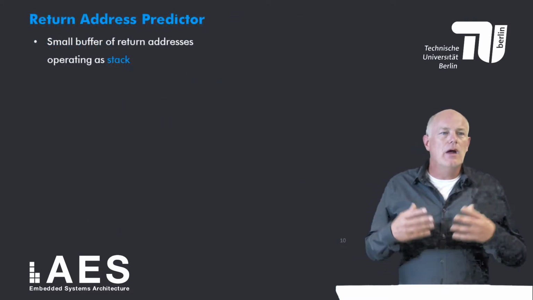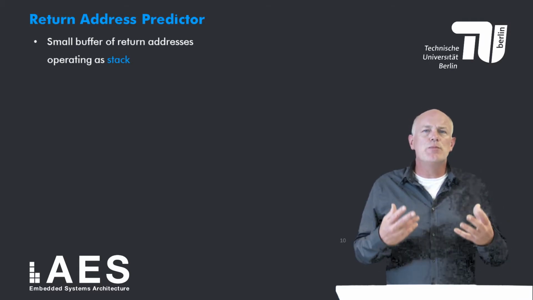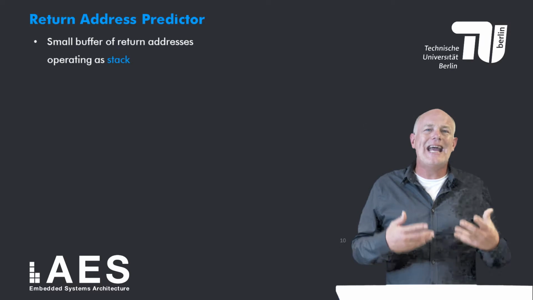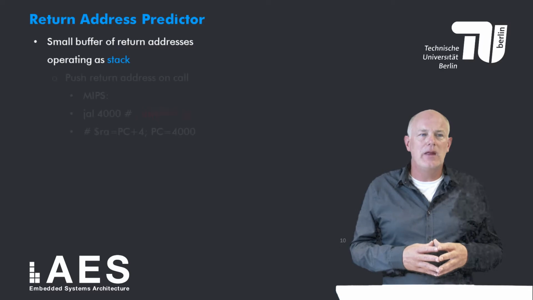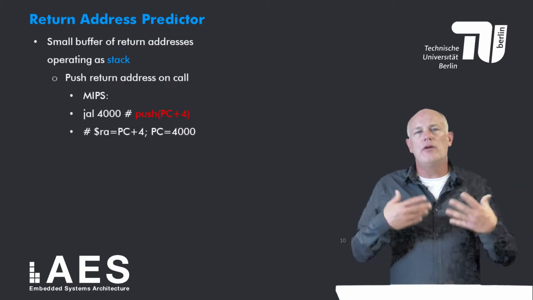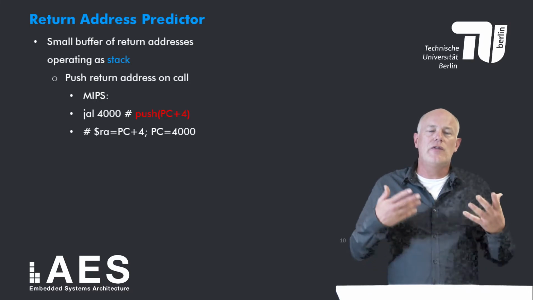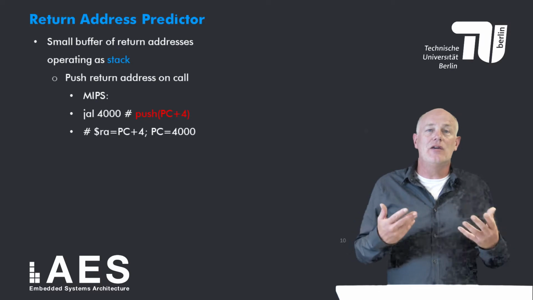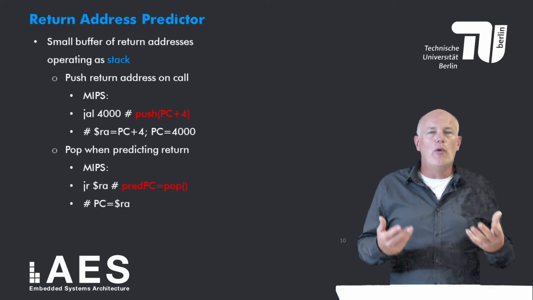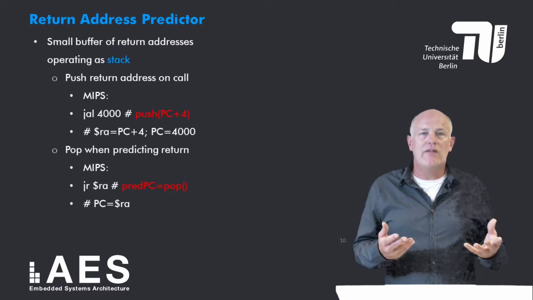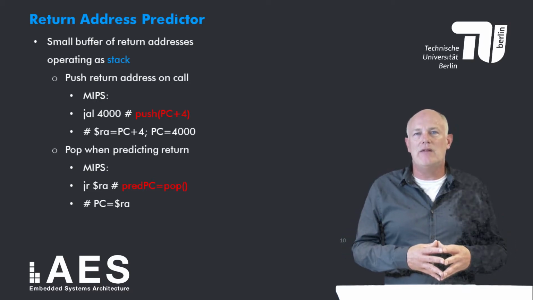vary. To overcome the problem of low accuracy for predicting function returns, a small buffer of return addresses operating as a stack is used. Such a buffer is called a return address predictor. Every time a function is called, the return address is pushed onto the stack. For example, if a MIPS processor executes a jump and link instruction, then the return address, PC plus 4, is pushed onto the stack. Furthermore, every time a function return is executed, the predicted return address is popped off the stack and used as a predicted PC.